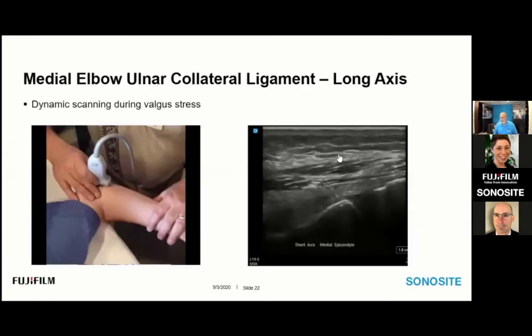The dynamic maneuver of real-time observation during valgus stress can also be very helpful. This can be accomplished a couple of different ways. The way I like to do it, and is demonstrated on this slide, is have the patient supine and rest their elbow over the edge of the table, which provides a fulcrum. And then gentle pressure down on the forearm while observing the joint space can help recognize degrees of joint laxity.